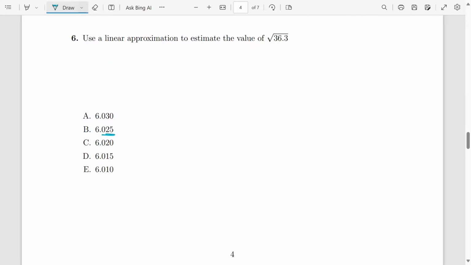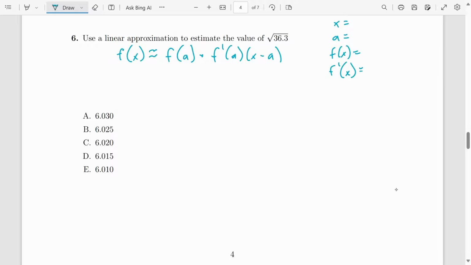Question 6. Use a linear approximation to estimate the value of square root of 36.3. All right, so linear approximation, how this goes, you've got your linear approximation formula. f of x approximately equals f of a plus f prime of a times x minus a. In this case, we need 4 pieces of information. Those 4 are x, a, f of x, and f prime of x.